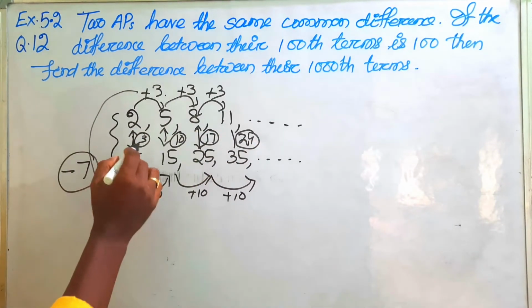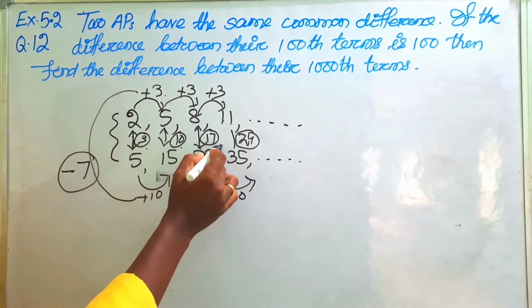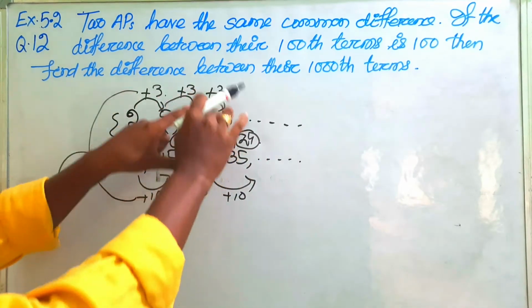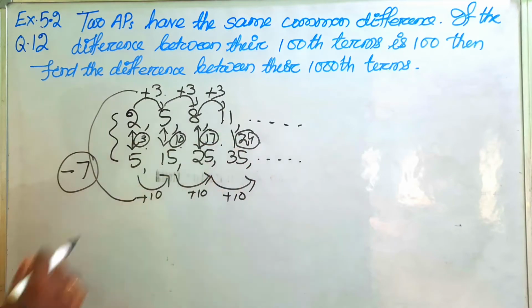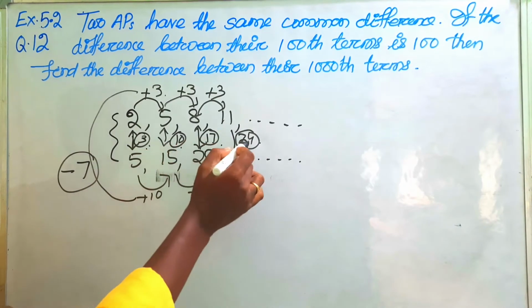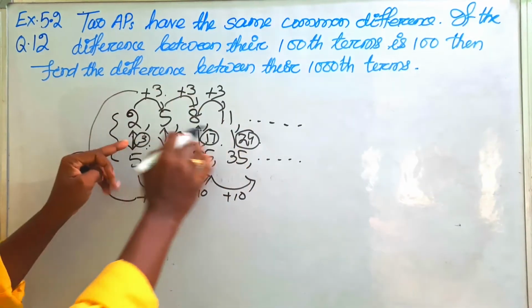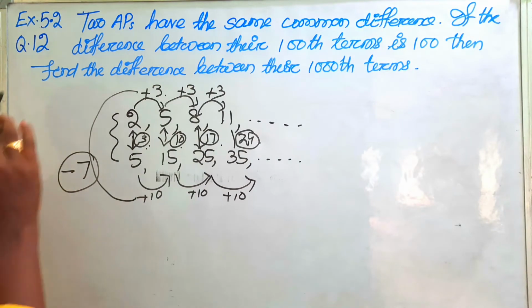So now look here, the differences 3, 10, 17, 24 are the differences between the corresponding elements. Now look here, the differences are not constant, they are varying.